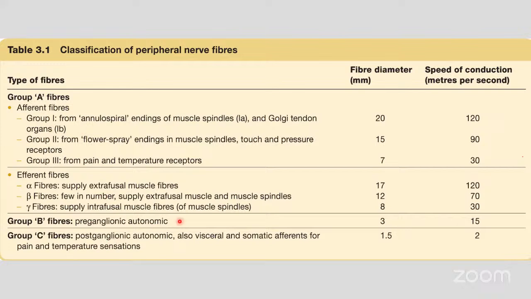Group B fibers are preganglionic autonomic. Group C are postganglionic autonomic, also visceral and somatic afferents for pain and temperature sensations. Under afferent fibers, they give afferents from the muscle spindle endings, that is 1A, and the Golgi tendon organ, GTO, that is 1B. Group 2 are flower spray endings from muscle spindles, touch and pressure receptors, and Group 3 are for pain and temperature. This is for fast pain, Group 3, and Group C is for slow pain. Slow pain, burning pain, and the funicular pain sensations.